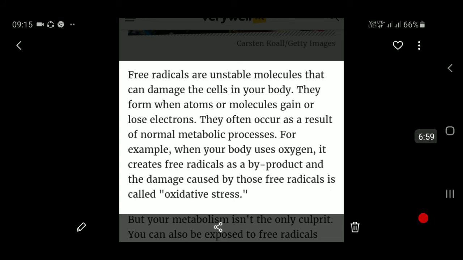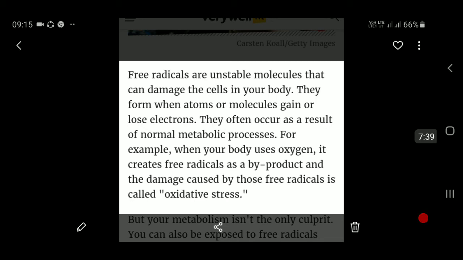Free radicals are highly unstable molecules. They form when atoms or molecules gain or lose electrons. So, in the outermost shell of these molecules, which are termed free radicals, there is an unpaired electron, and they tend to acquire stability by gaining an electron. So they take electrons from different molecules of our cells, and in turn these molecules are oxidized, which is harmful for our cells.